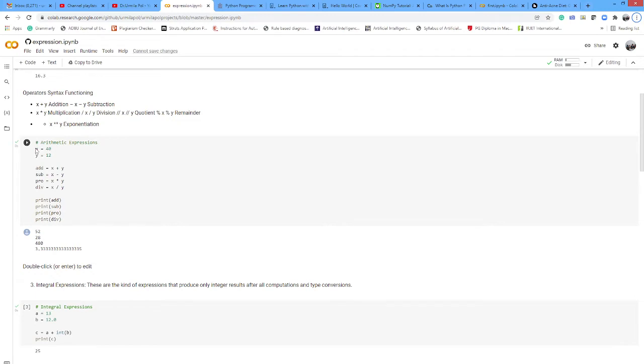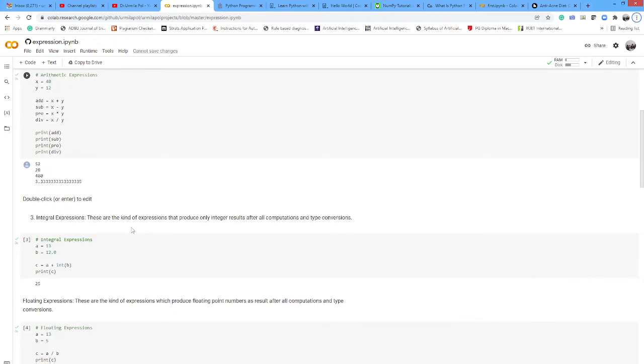We have to assign the values x is equal to 14, y is equal to 12. Then print add, it will give the sum of two numbers. Subtraction of two numbers, multiplication of two numbers, and then division of two numbers.